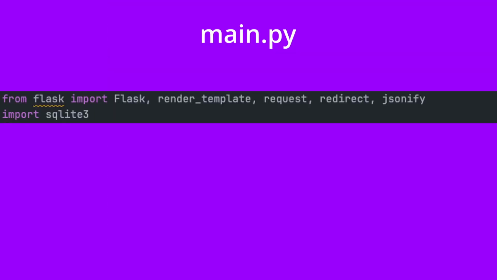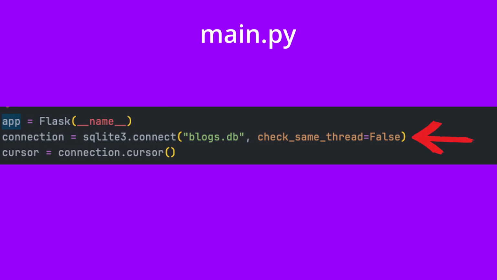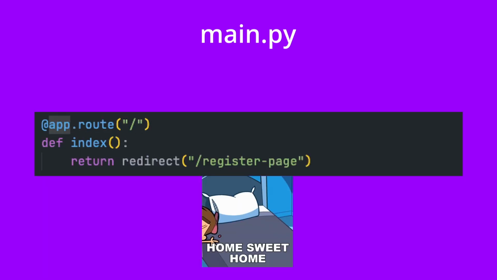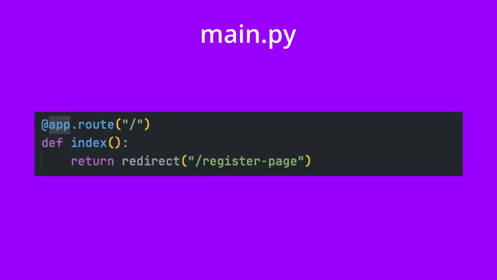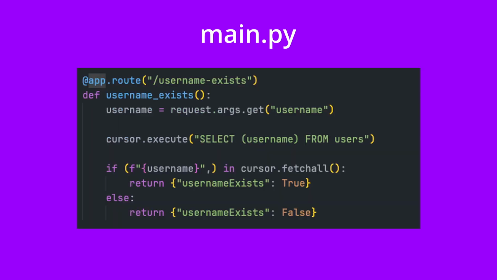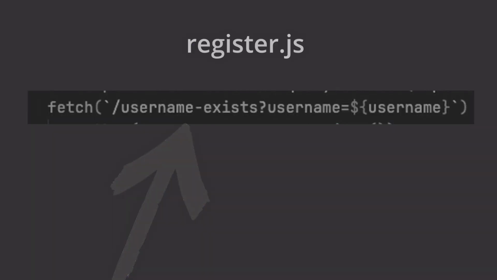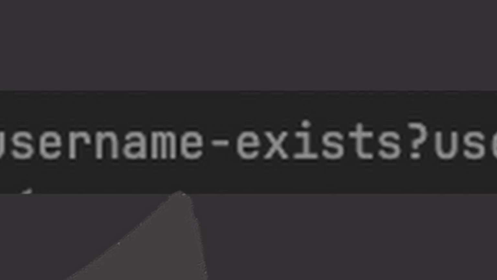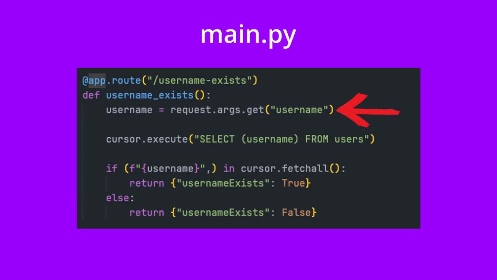First, I do my imports. Then I initialize the app, the SQL connection, and the cursor. The home route is just redirecting the user to the /register page, and the /register page is rendering register.html. Here's username_exists for the blog creation and register, remember? I go to a custom route that will return to me if the username exists or not. I get the username here, then I do a select query, then I search all the results for the username, and I return a JSON object that has whether the username exists or not.